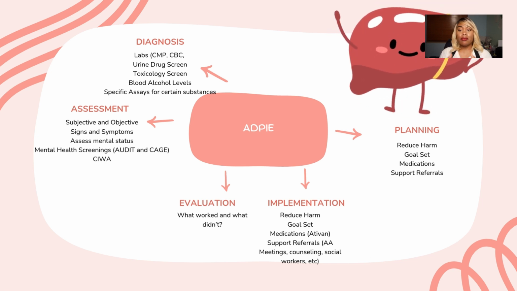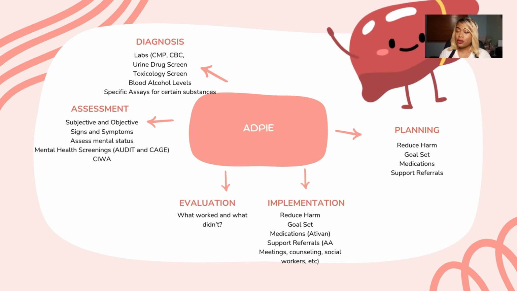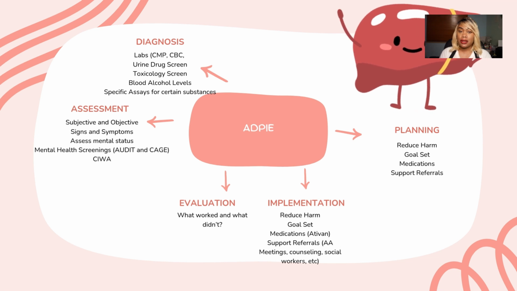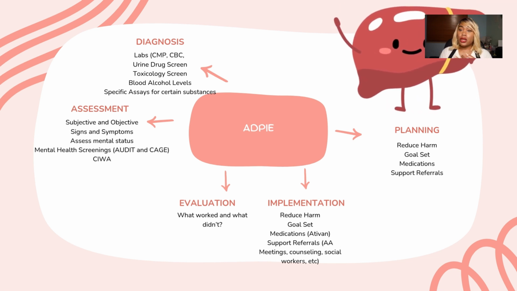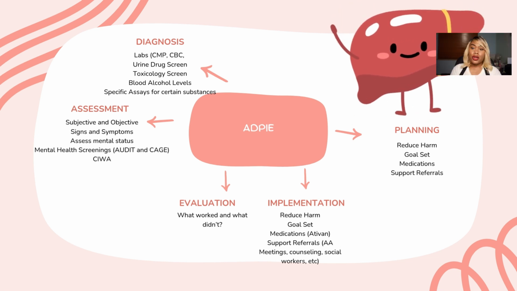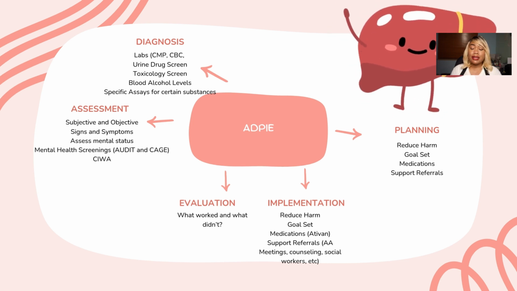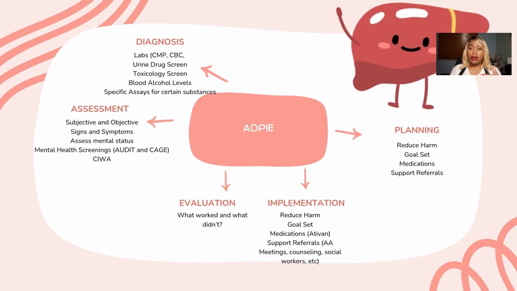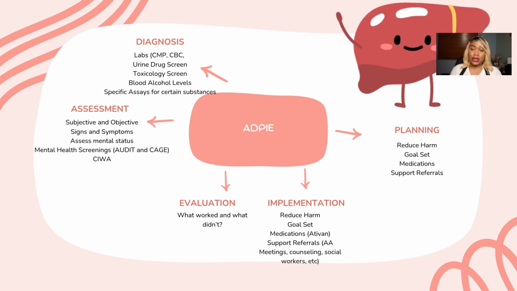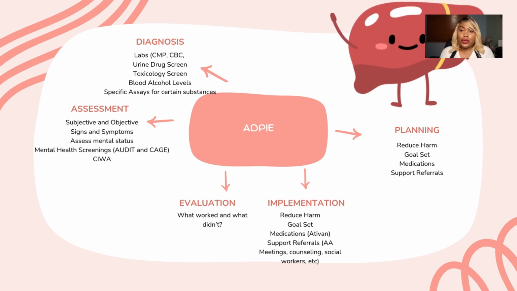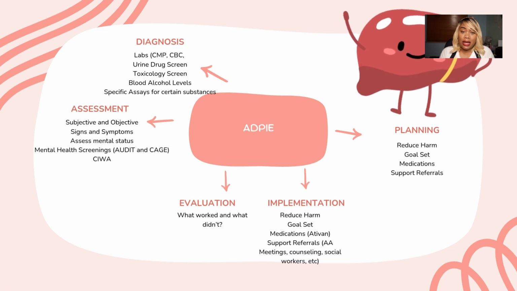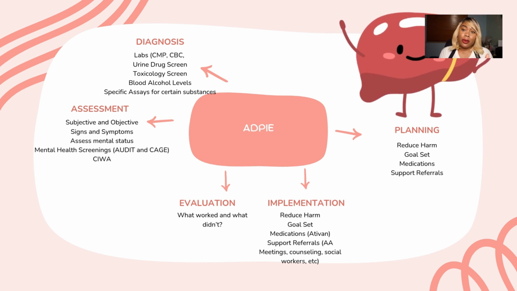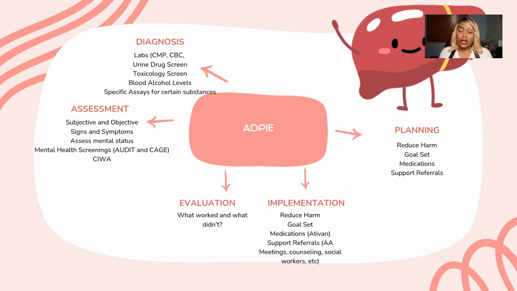So in the assessment, we want to do a comprehensive history, looking at their drinking patterns, any comorbidities. We want to do a physical exam, look for signs of liver disease and any neurological changes, and assess their mental status. Use screening tools, AUDIT, CAGE, and the key takeaway here is to gather objective and subjective data.